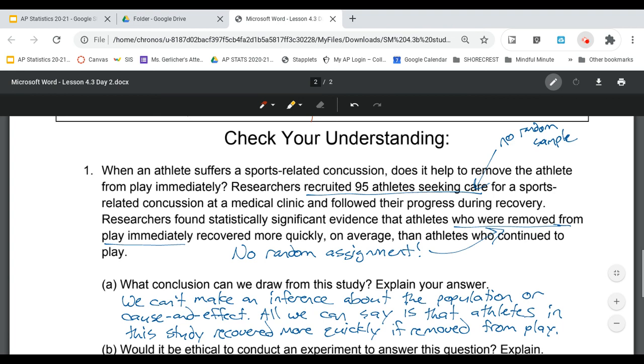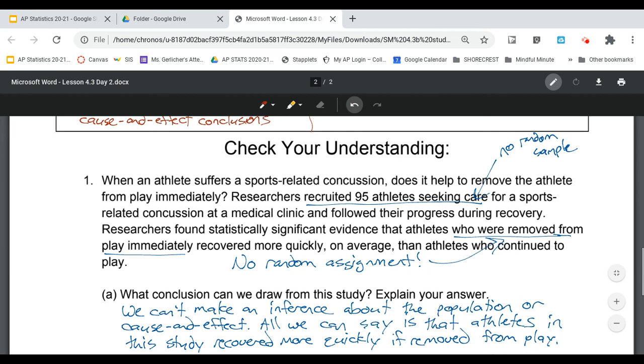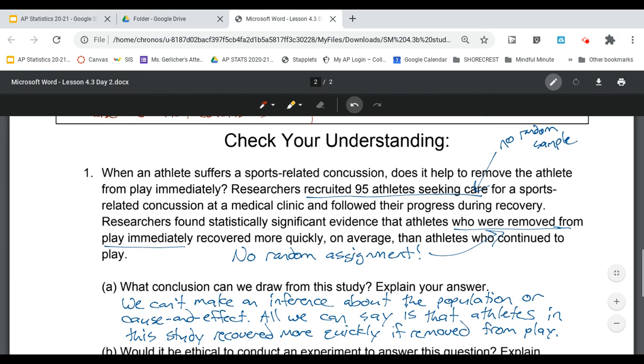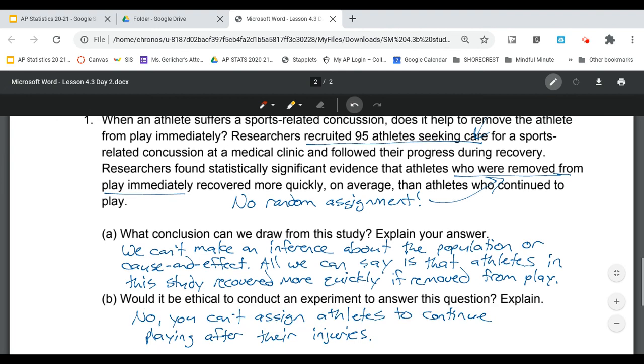Okay, so on check your understanding, this first one, there is no random assignment and no random sampling. It's just the people who happen to get hurt and got removed. So you can't make an inference beyond just that sample. All you can say is those particular athletes recovered more quickly if they got removed from play. But we don't have the ability to say that's true about all athletes, and we don't have the ability to say that removing them from play caused them to recover quickly.